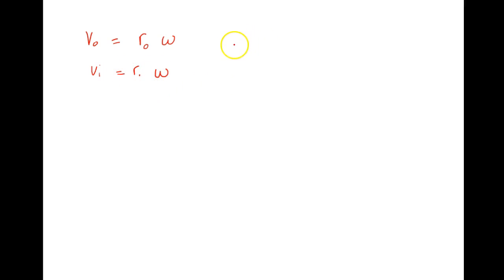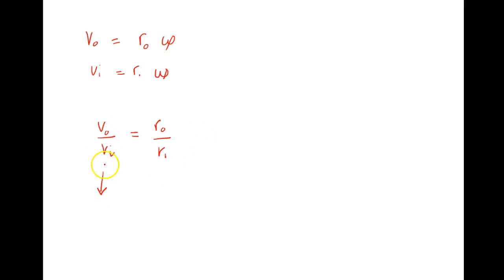Now, if we form a ratio of these, so if we say that V on the outside divided by V on the inside is R on the outside divided by R on the inside, you can see that when we divide one by the other, the omegas cancel out. So this is what we want.